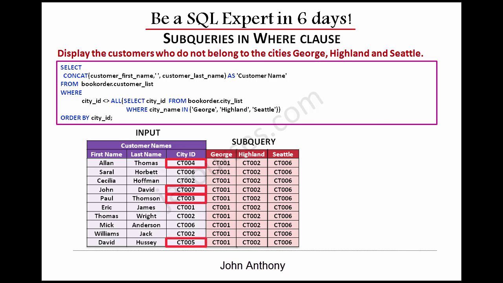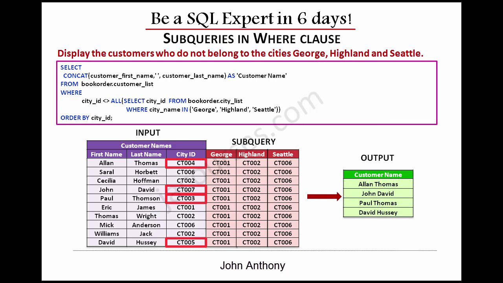And similarly 1, 2, 6 and 2 will not be displayed as these IDs exist in the subquery, and the last customer David Hussey will be displayed as city 005 does not exist in the subquery city IDs, and the output will be customer names Alan Thomas, John David, Paul Thomas and David Hussey.